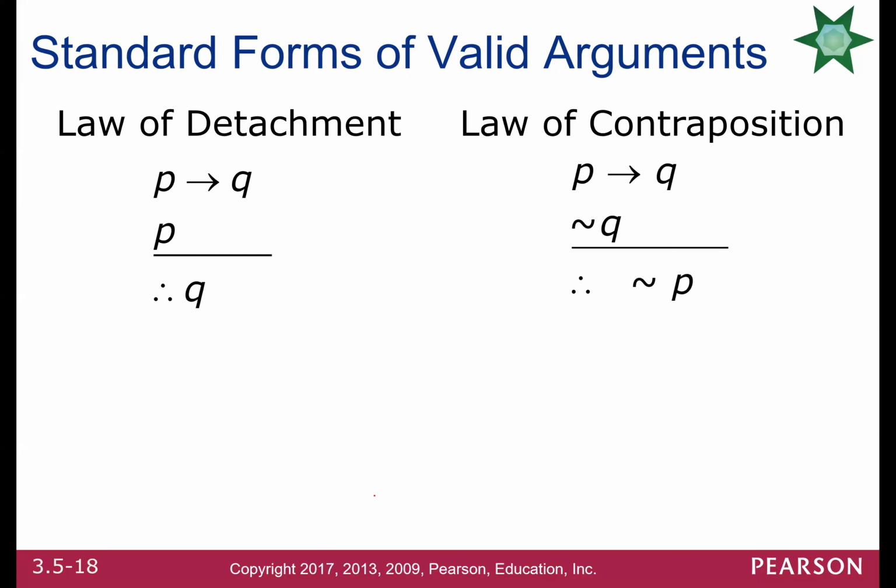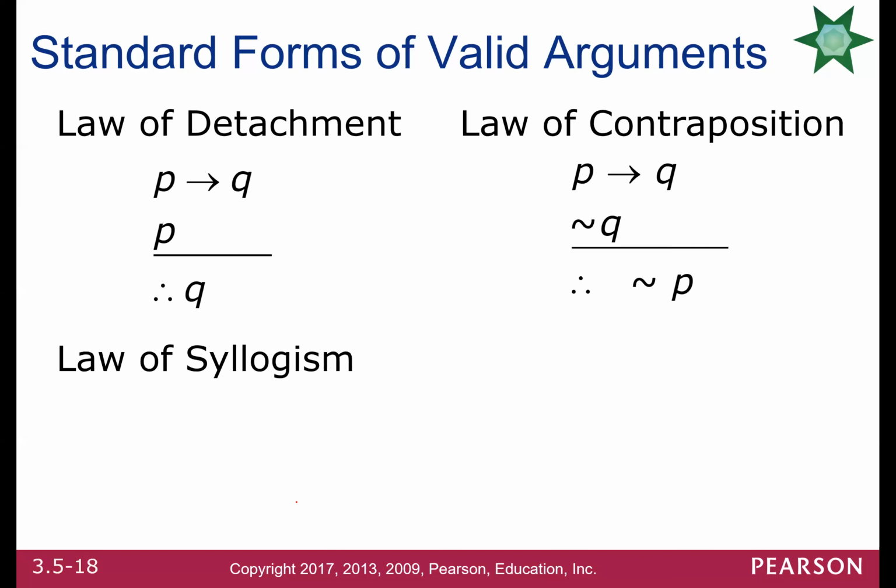The second valid argument we have is the law of the contrapositive. The law of the contrapositive is in this form. The first premise is the conditional if P, then Q. The second premise is not Q. The conclusion is not P. So that is the law of the contrapositive.